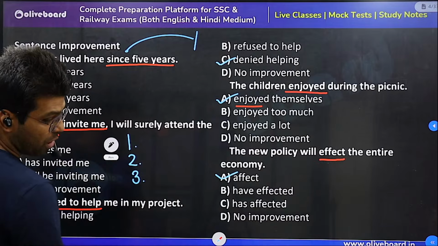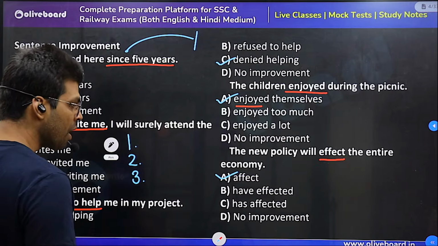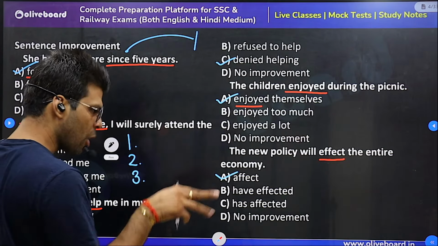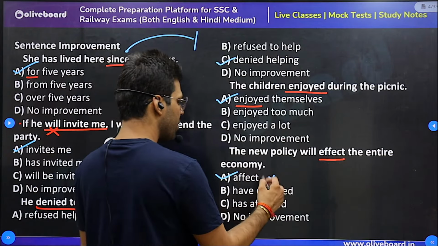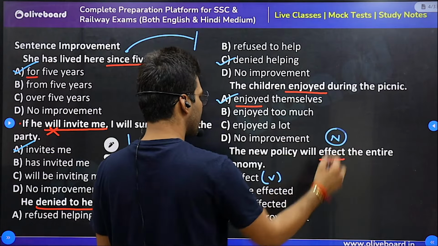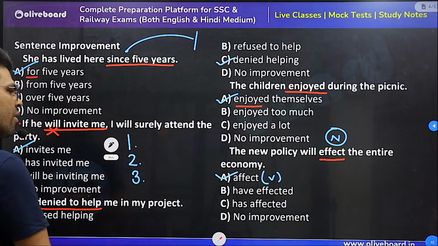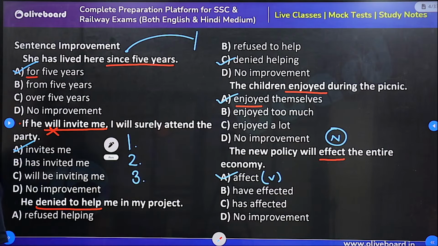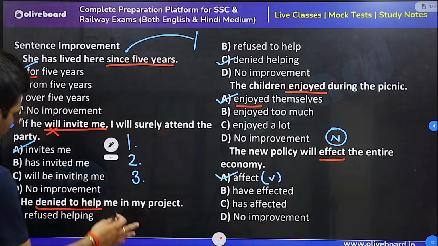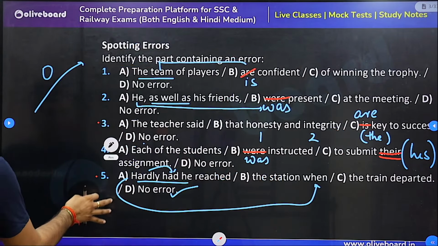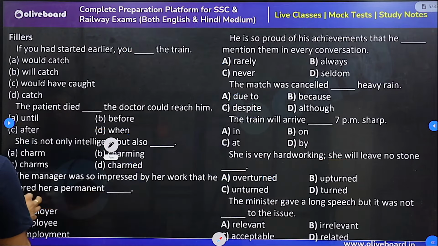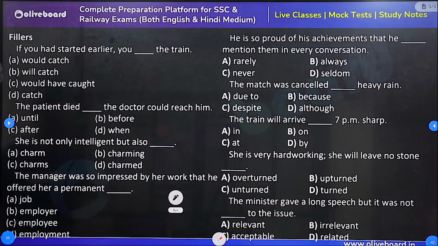And that homonym and paronym one: affect and effect, quite common. Affect is a verb in English. Effect basically is a noun. Modals take verbs, not nouns. The new policy will affect the entire economy. Doubts welcome. Error detection, sentence improvement, now fillers.